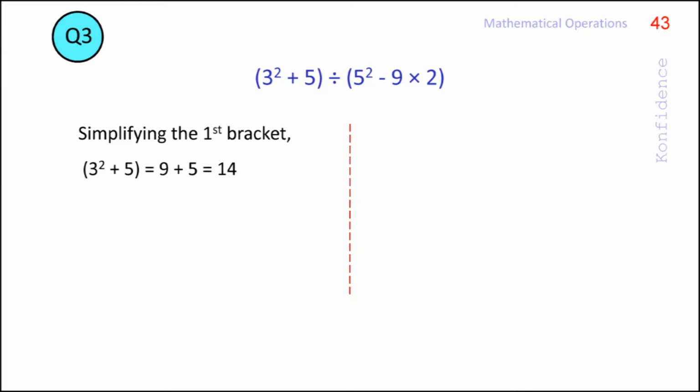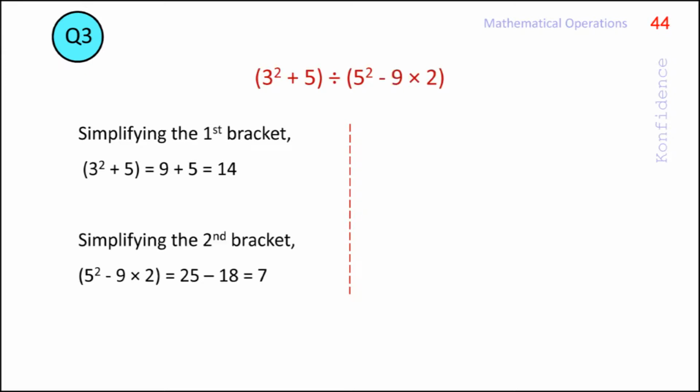On simplifying 3 square plus 5, we get 9 plus 5 equals 14. On simplifying 5 square minus 9 into 2, we get 25 minus 18, which is 7. So the original expression becomes 14 divided by 7, which is 2.